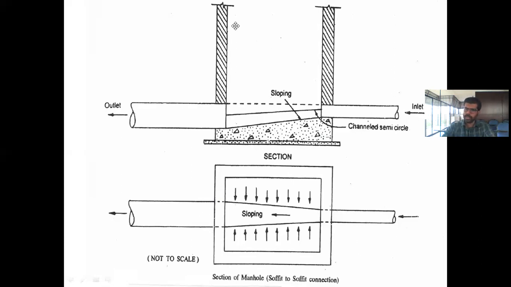We have different shapes. We can have a round shape, we can have a square shape. And rectangular is also there. Arch type manholes are there.